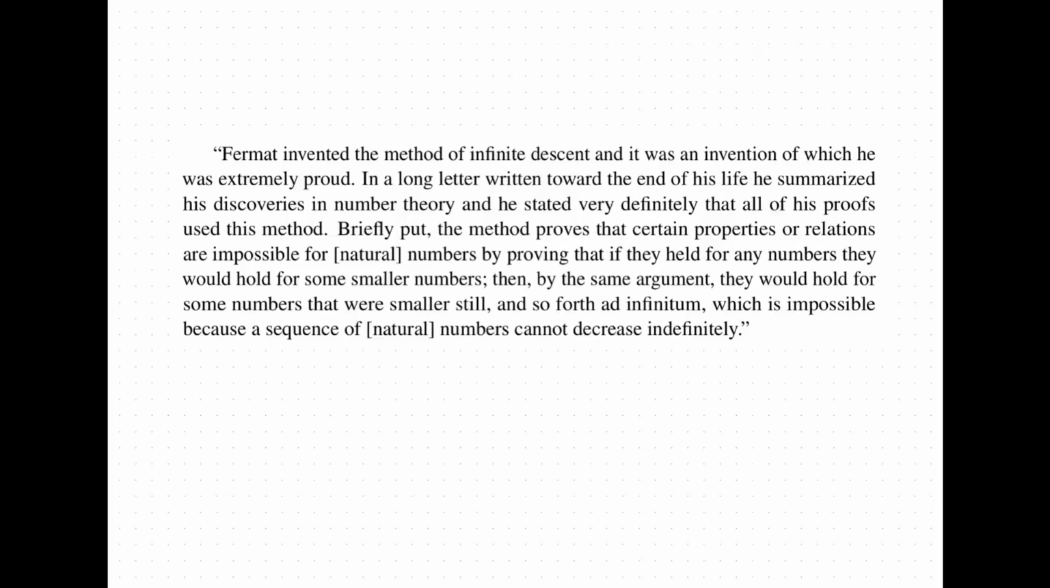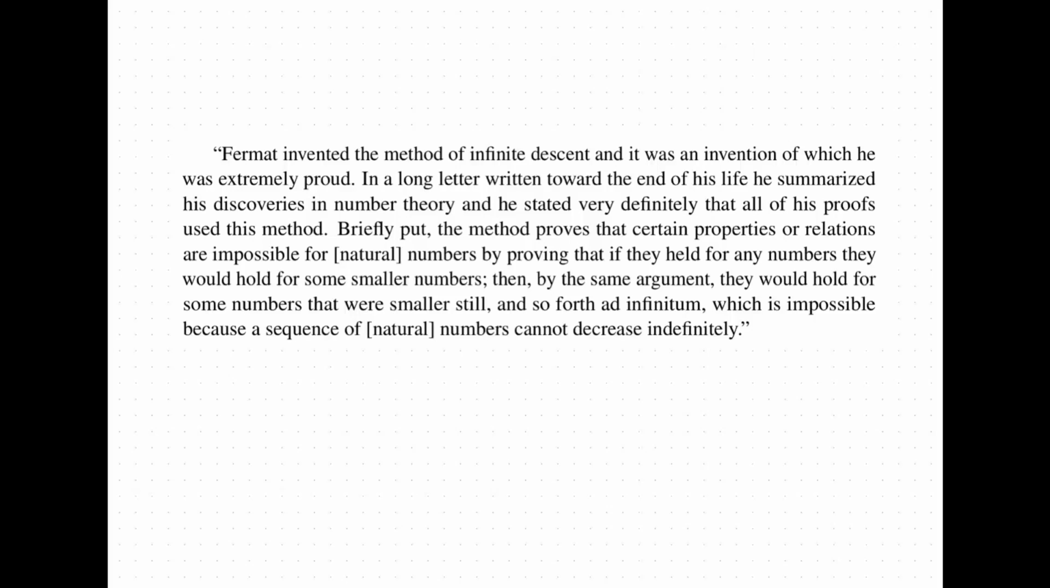In a long letter written towards the end of his life, he summarized his discoveries in number theory, and he stated very definitely that all of his proofs used this method. Briefly put, the method proves that certain properties or relations are impossible for natural numbers by proving that if they held for any numbers, they would hold for some smaller numbers. Then by the same argument, they would hold for some numbers that were smaller still, and so forth ad infinitum, which is impossible because a sequence of natural numbers cannot decrease indefinitely.